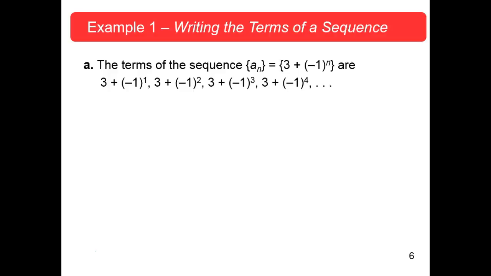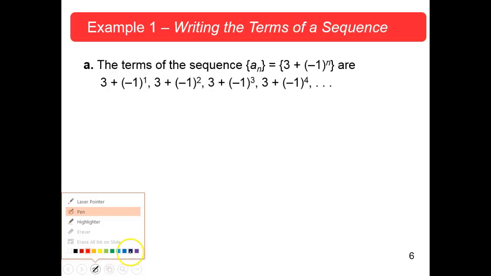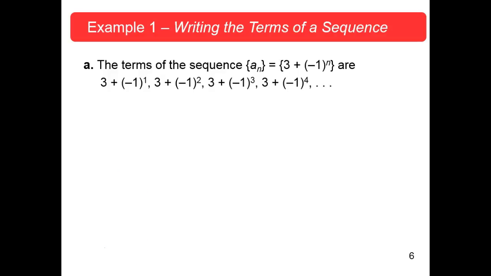The terms of a sequence, a sub n, remember that represents the whole sequence, and this happens to be 3 plus negative 1 raised to the nth power. Let me get my pen back. Remember, your n represents integers. You could start with 0. Actually, they did say it's a set of positive integers, so it doesn't start with 0, it always starts with 1. Later we'll see it can start higher, but whatever.